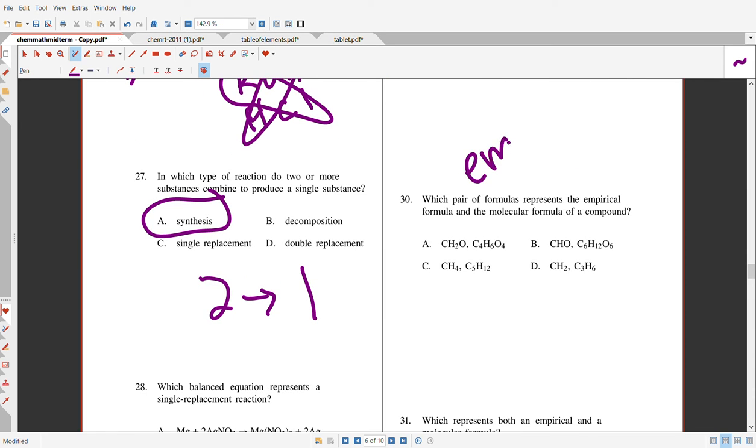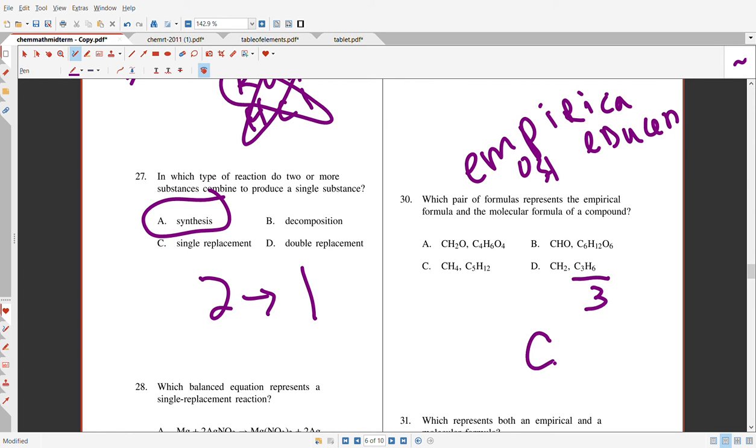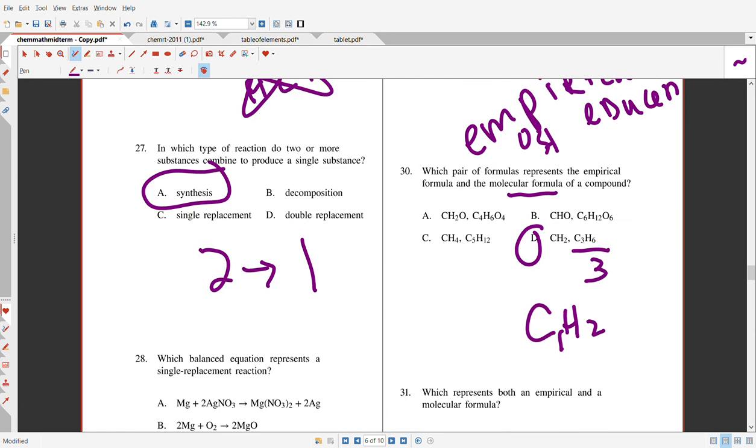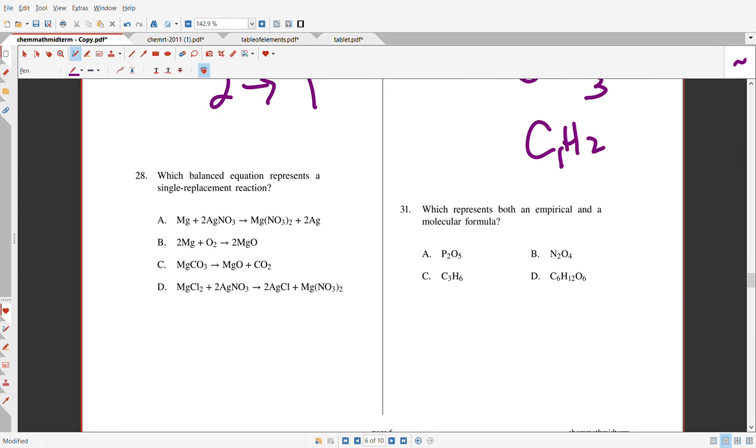Remember, empirical formula is the most reduced. So most reduced. This guy, if I divide by 3, I get CH2. So it looks right, C1H2, and that's what we have here. They want to know which has the actual and the most reduced. Molecular means actual, so you're going to have to know these definitions. Which is both empirical and molecular. Molecular means the actual, and empirical means most reduced.